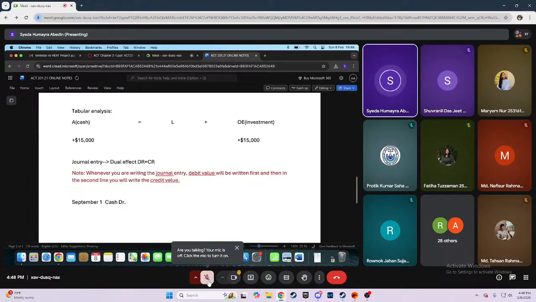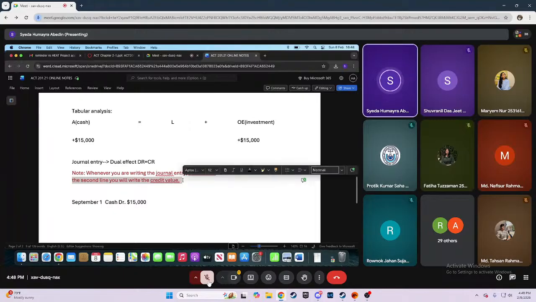You don't have to write the whole word debit, DEBIT, every single time. Just writing DR is enough. After writing DR, again a space, and then you will write the amount of cash that you received, which is $15,000 in this case. Okay? Then let's see what we do next. In the second line, meaning the next sentence, we are going to write the credit value.